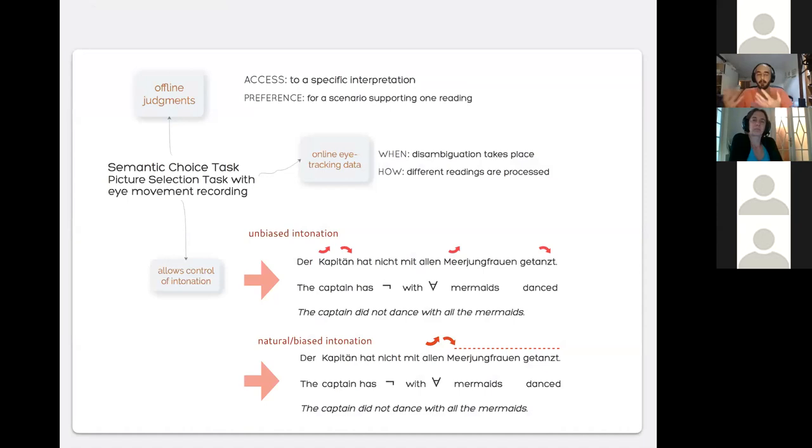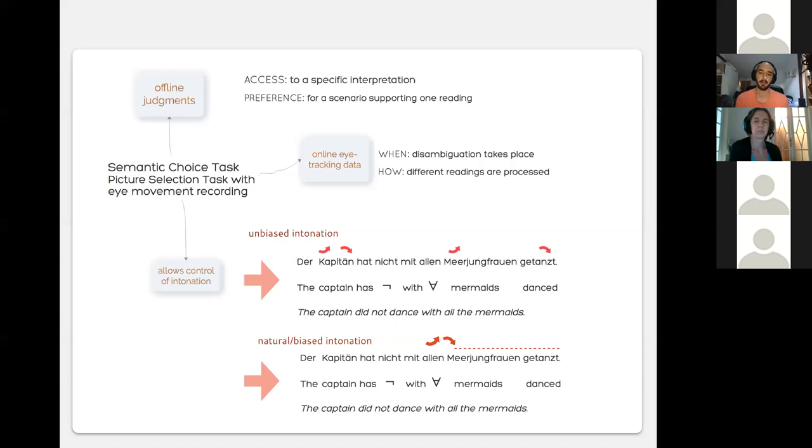And so we employed the semantic choice task with eye tracking data. And also we manipulated the intonation in different experiments. So in one experiment, we decided to use an unbiased intonation, so no stress on the quantifier or on negation, just a mild stress on the subject and the verb to have it a little bit more natural. So there's something like, der Kapitän hat nicht mit allen Meerjungfrauen getanzt. The captain didn't dance with all the mermaids.